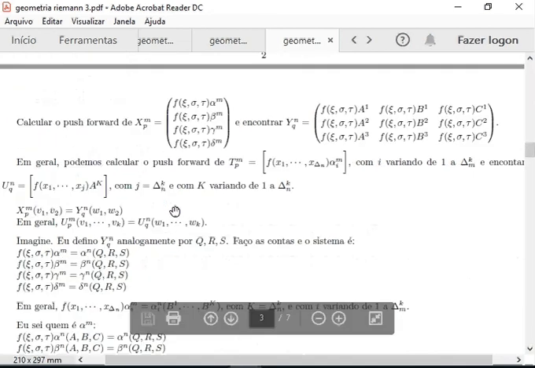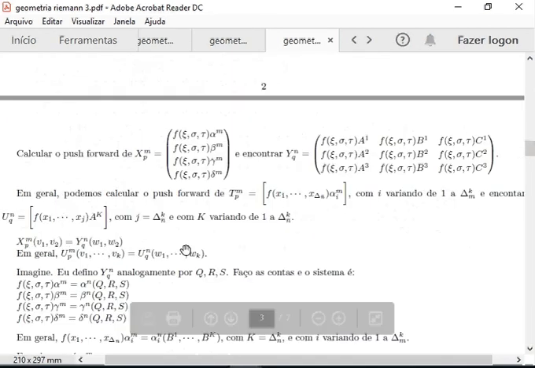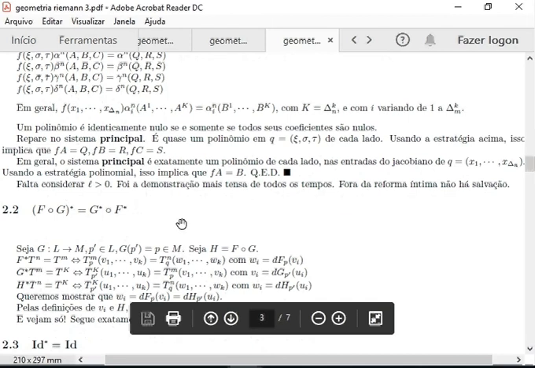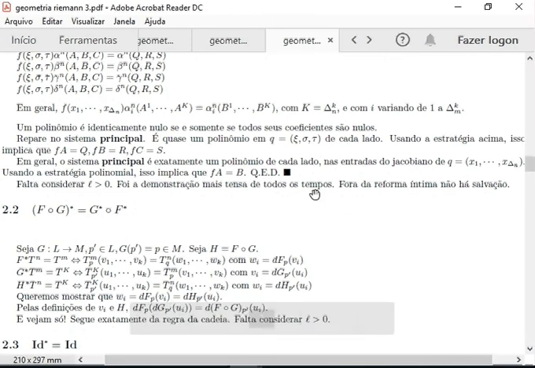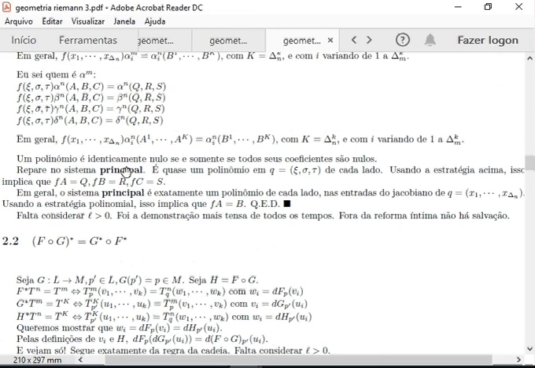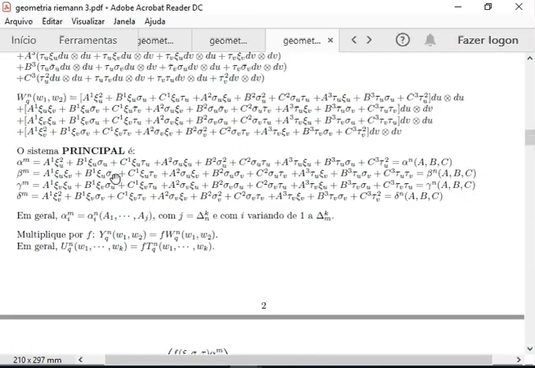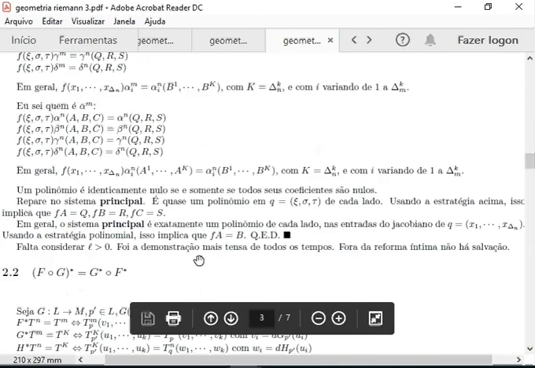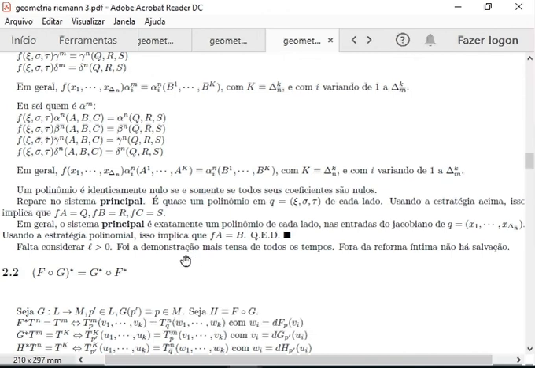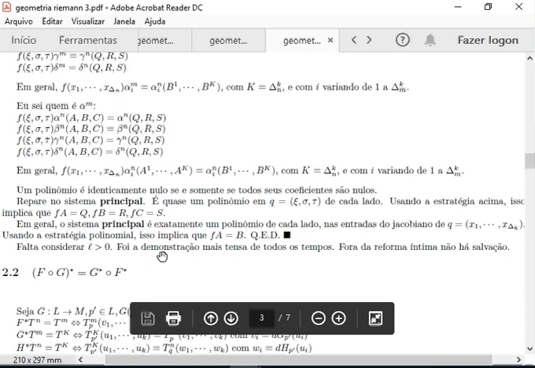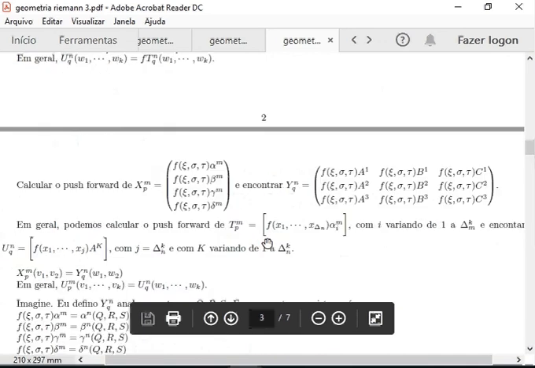Generally, the main system is exactly a polynomial, each side given by the entries of the Jacobian. So this is the Jacobian, Xu sigma u, Xu tau u. Second degree. Using the polynomial strategy, this implies FA, big A equals big B, quod erat demonstrandum. What should we demonstrate?